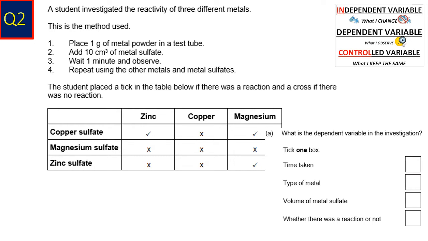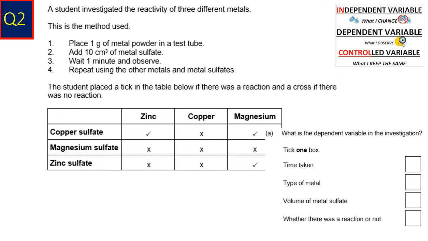If there's a tick there, that means the metal is more reactive than the metal in the sulfate. Part A asks, what is the dependent variable in this investigation? Tick one box. So we need to remember what our variables are. Independent is what you change, dependent is what you observe or measure, and control is what you're keeping the same. The options are: time taken, type of metal, volume of metal sulfate, whether there was a reaction or not. What are the students observing?